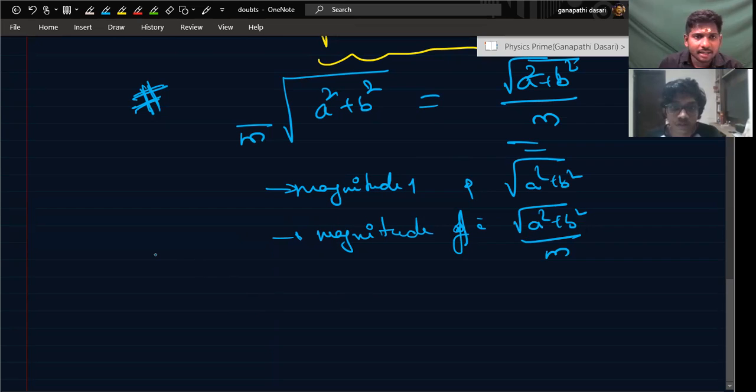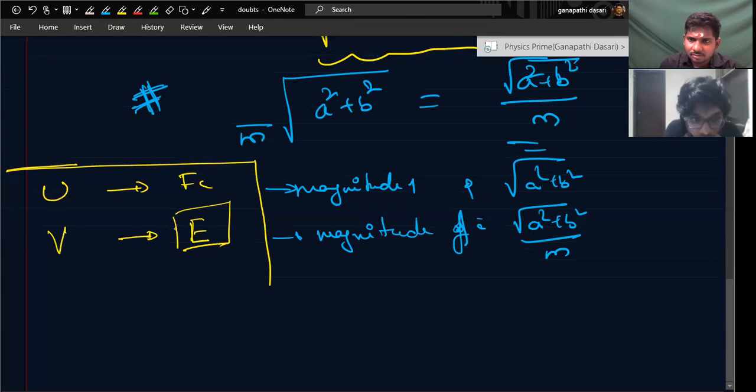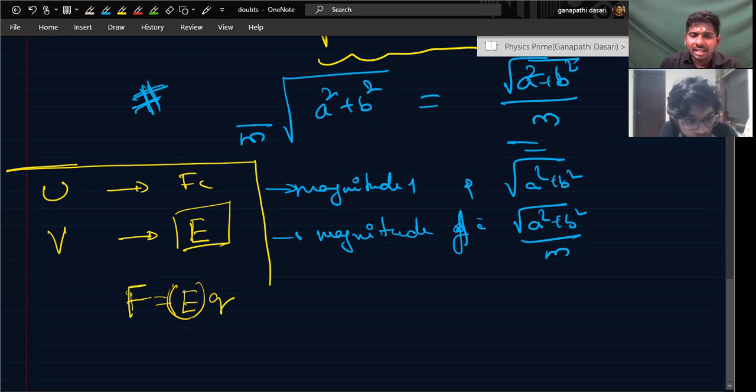One thing you remember here, you might have already studied: potential energy and force are related, conservative force. Similarly, potential and electric field are related. Force is equal to EQ, electric field into Q, or otherwise gravitational field intensity into the mass of the object.